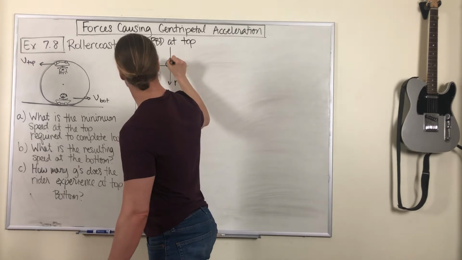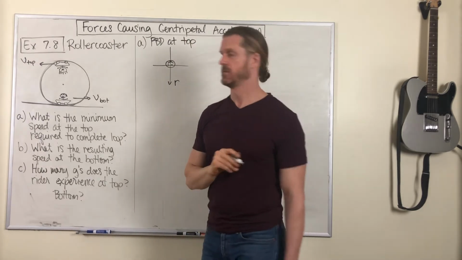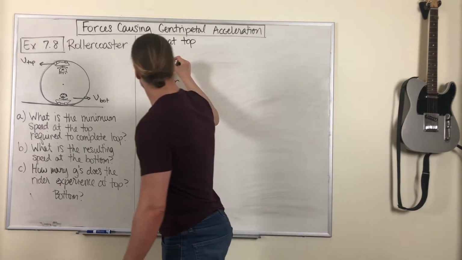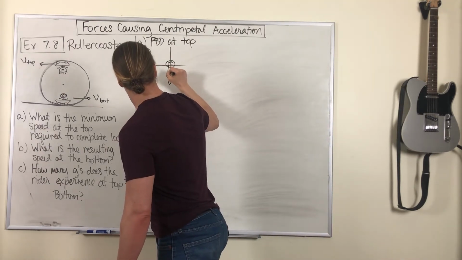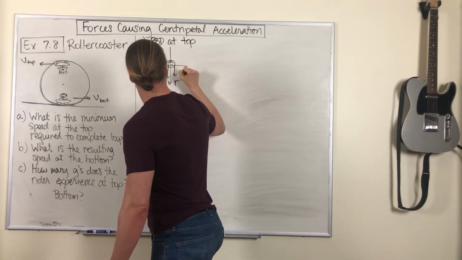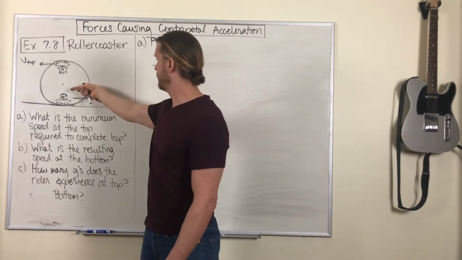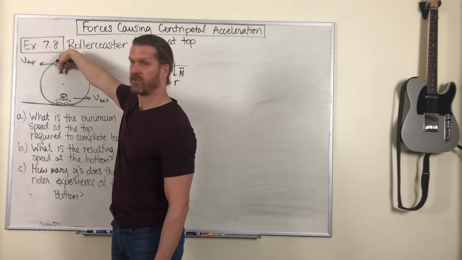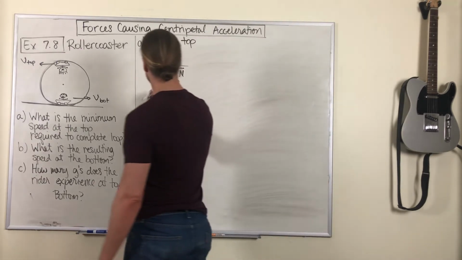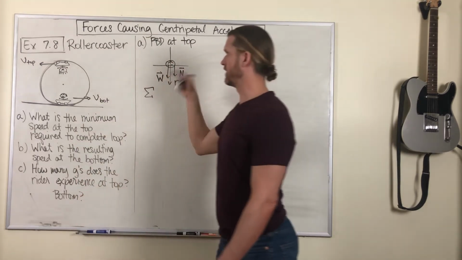Here's the roller coaster rider. I'll just draw their face, their upside down face. And at the top, there's the gravity force. And there is the normal force. Remember, normal force is always pointing normal to the track, or perpendicular to the track. So at the very top, normal force would be pointing straight down. And there's no forces in any other direction.